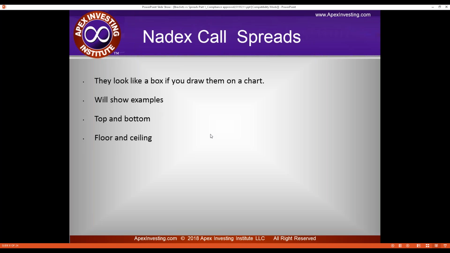Okay, so Nadex call spreads. You might have heard me in the past call them a box spread, because they kind of look like a box if you draw them on the chart. They have a top and a bottom, or what we call a floor and a ceiling.